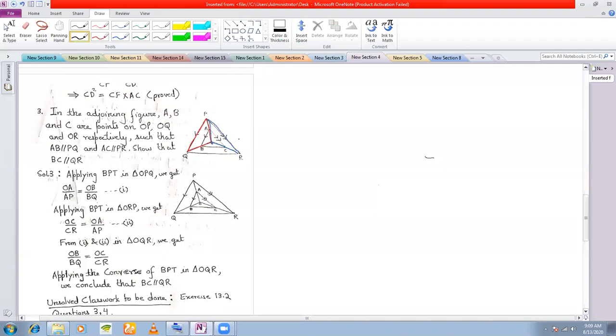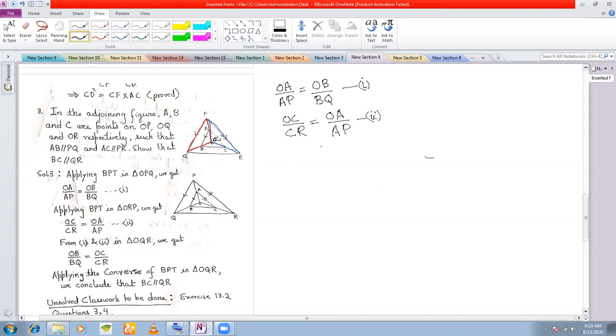This is your O. Fine, I have not labeled here, but this is your OB. So in the red triangle, if you apply BPT, you get OA by AP is equal to OB by BQ. Call this 1. Now in the blue triangle, if you are applying BPT, you get OC by CR is equal to OA by AP. Call this 2.